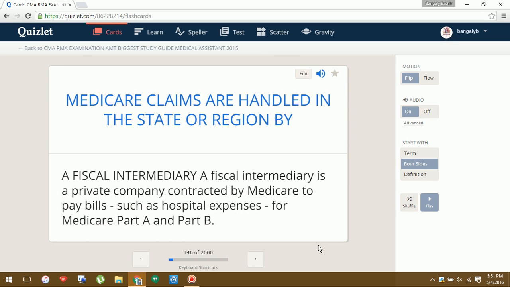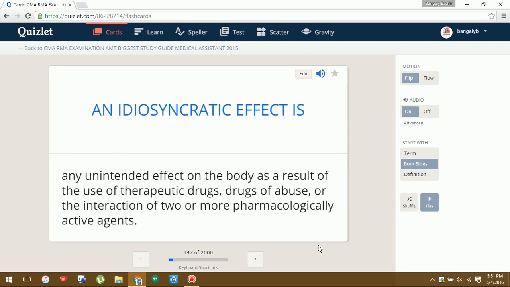Medicare claims are handled in the state or region by a fiscal intermediary. A fiscal intermediary is a private company contracted by Medicare to pay bills, such as hospital expenses, for Medicare Part A and Part B. An idiosyncratic effect is any unintended effect on the body as a result of the use of therapeutic drugs, drugs of abuse, or the interaction of two or more pharmacologically active agents.